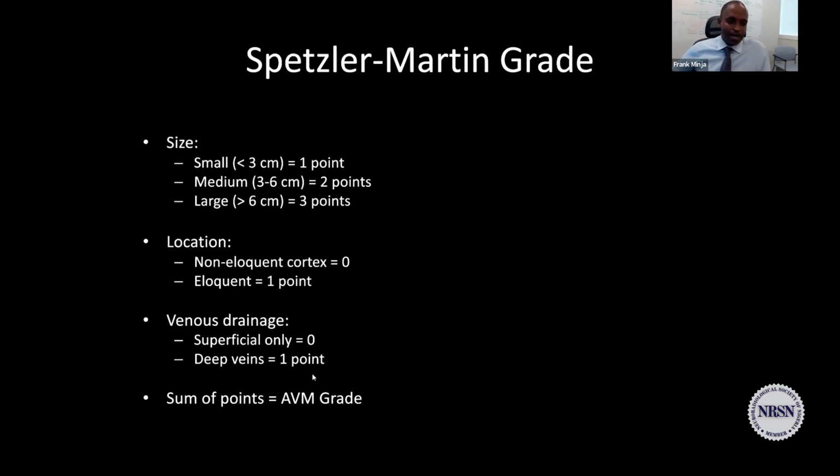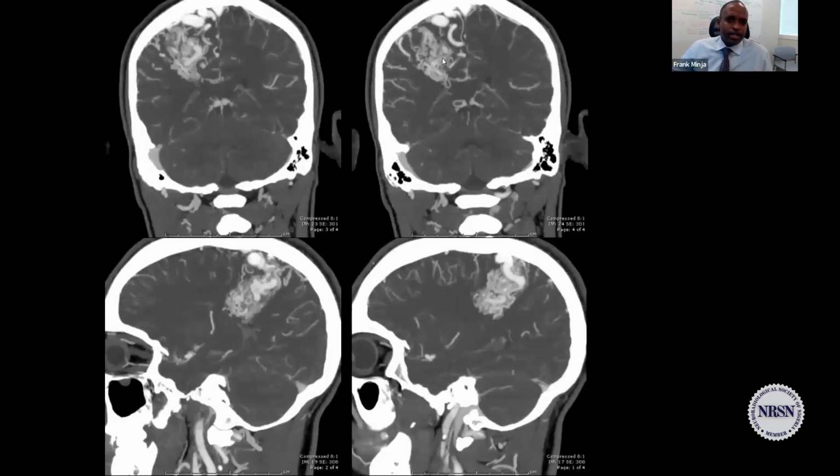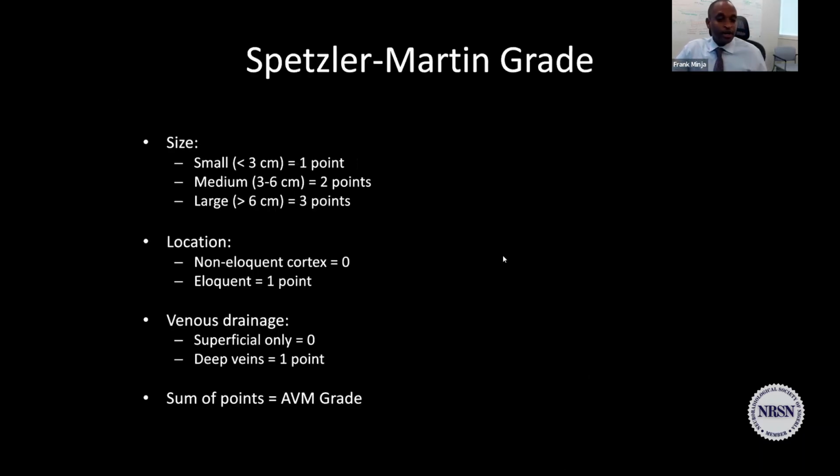So for our lesion, if we play around a little bit, this thing is about 3 to 6 centimeters. So they get 2 points for that. It's involving eloquent cortex, so they get 1 more point for that. It's draining to the superficial, right? So it's at 0 points. So this is a Spetzler-Martin grade 3, right? That's basically how you dictate, right? So the patient has a Spetzler-Martin grade 3 arteriovenous malformation.